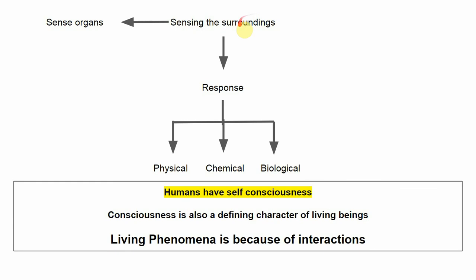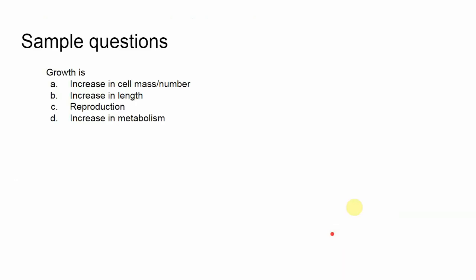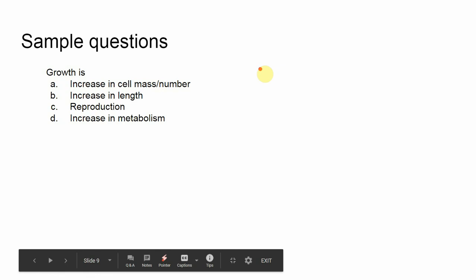Now, sensing the surroundings, and this can be done with the help of sense organs, that is eye, ear, skin, etc. So sense organs are playing an important role in sensing the surroundings, and after sensing the surroundings, appropriate responses can be brought out. So the responses can be in the form of physical or chemical or biological, right? And interestingly, humans are the only creatures that have self-consciousness, means they're self-aware of who they actually are. So consciousness, hence, is also a defining character of living beings. Now, living phenomena, that is anything, any entity that is living, it is called the living phenomena because of interactions. Saying this much, we will begin with some sample questions.